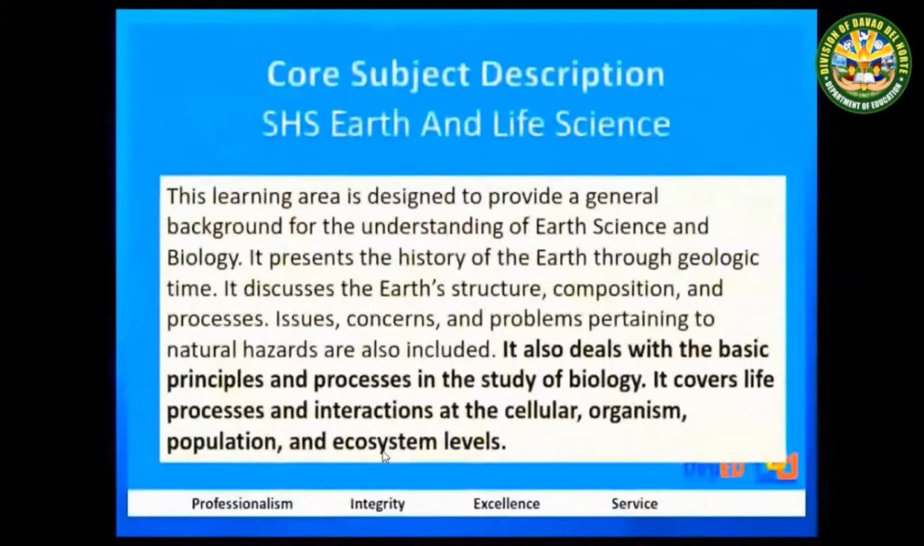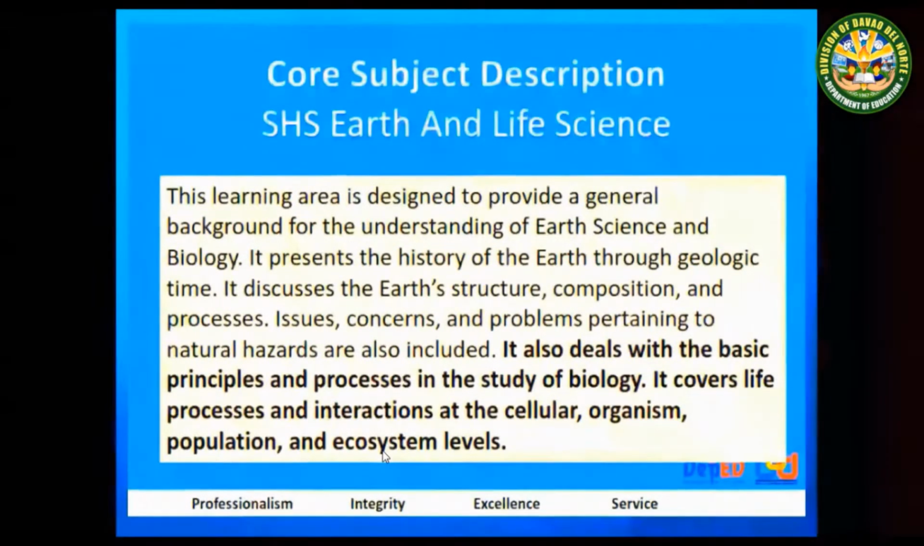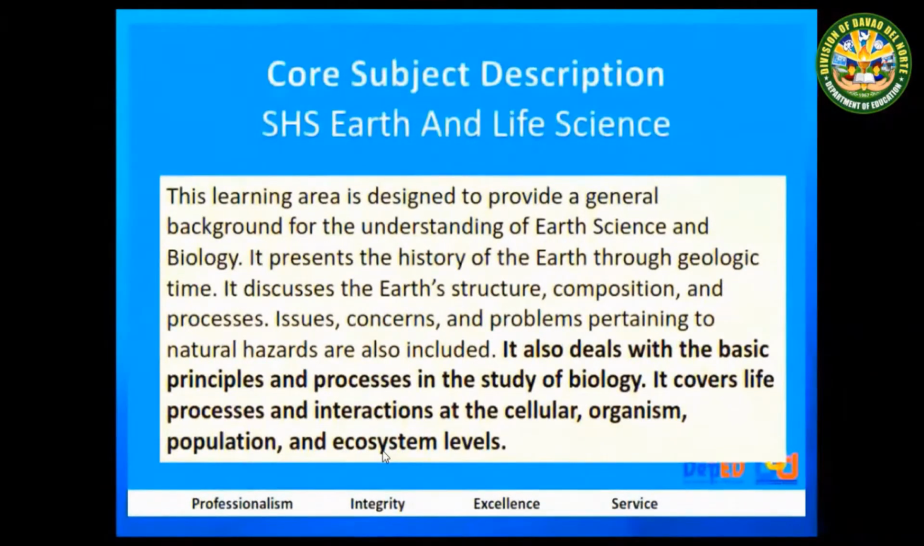For the senior high school, core subject description for Earth and Life Science: this learning area is designed to provide a general background for the understanding of Earth science and biology. It presents the history of the Earth through geologic time. It discusses the Earth's structure, composition, and processes. Issues, concerns, and problems pertaining to natural hazards are also included. It highlights and deals with the basic principles and processes in the study of biology. It covers life, population, and ecosystem levels.